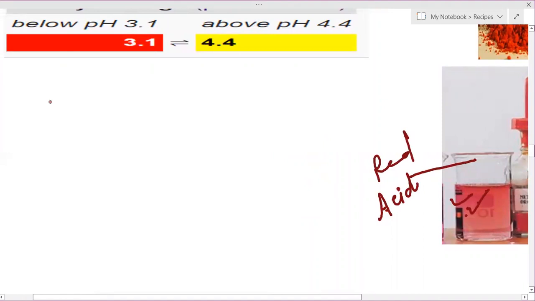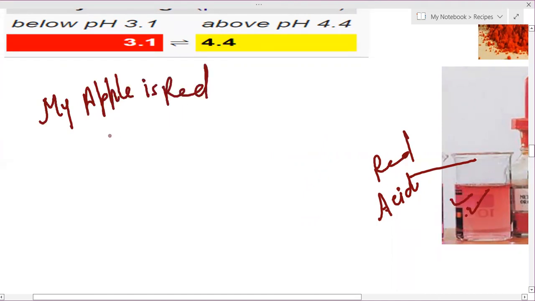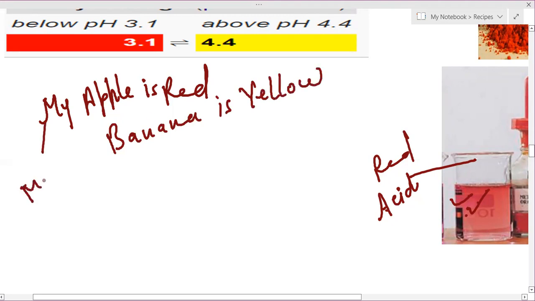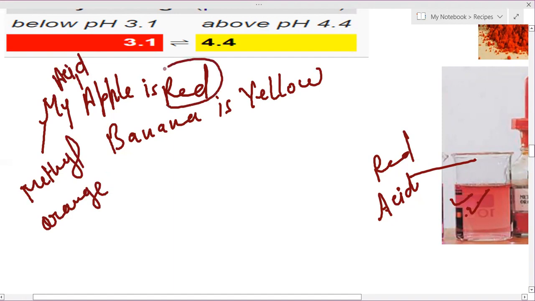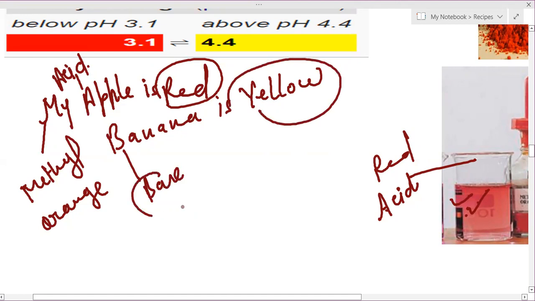We can learn it with the help of a mnemonic, like my apple is red and banana is yellow. M for methyl orange, A for acid, red is red, so it means methyl orange gives red color in acid, and B for base, and methyl orange gives yellow color in base.